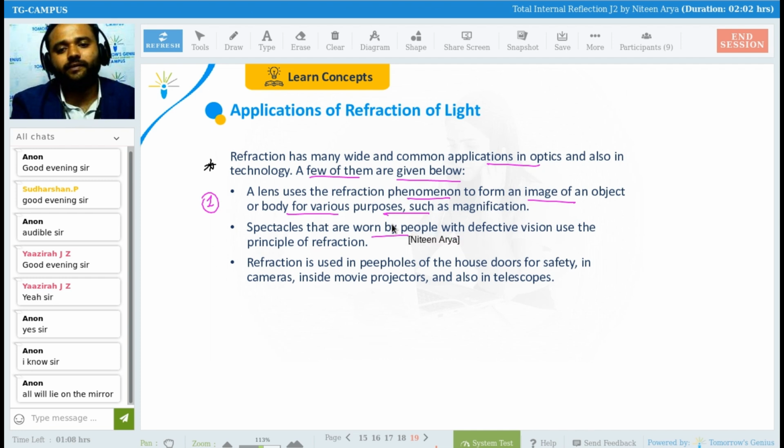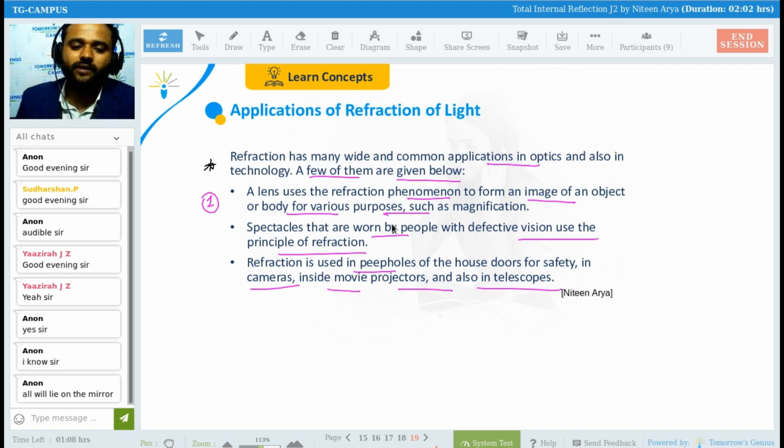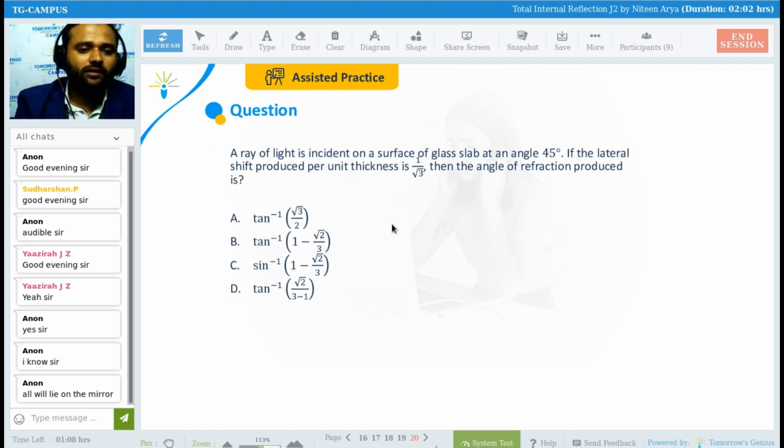Spectacles that are worn by people with defective vision use the principle of refraction. Refraction is used in pinholes, or you can say peepholes, of house doors for safety, in cameras, inside movie projectors, and also in the telescope. Okay, so this is all about the applications and uses of refraction.